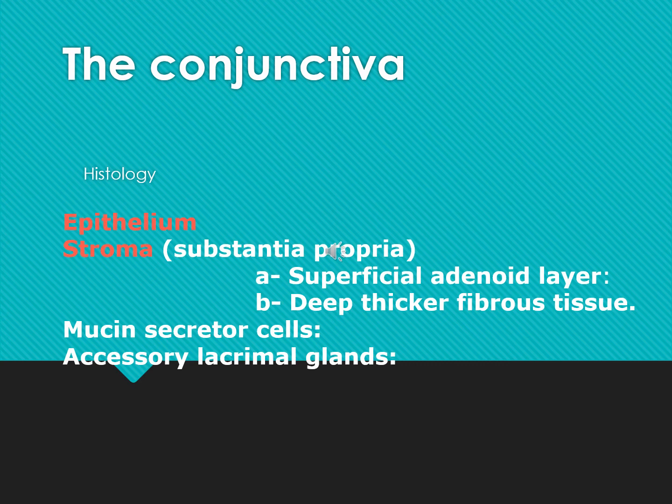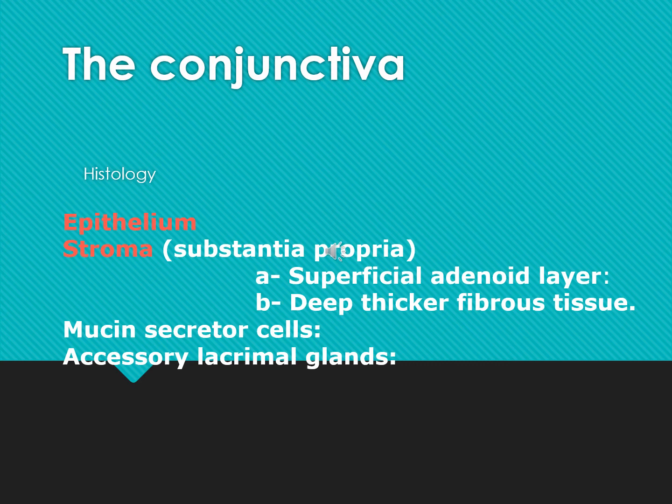Histologically, the conjunctiva is formed from epithelium and stroma. The epithelium is non-keratinizing, about 5 cells deep, and in the epithelium there is a goblet cell, the mucin-secreting cell.